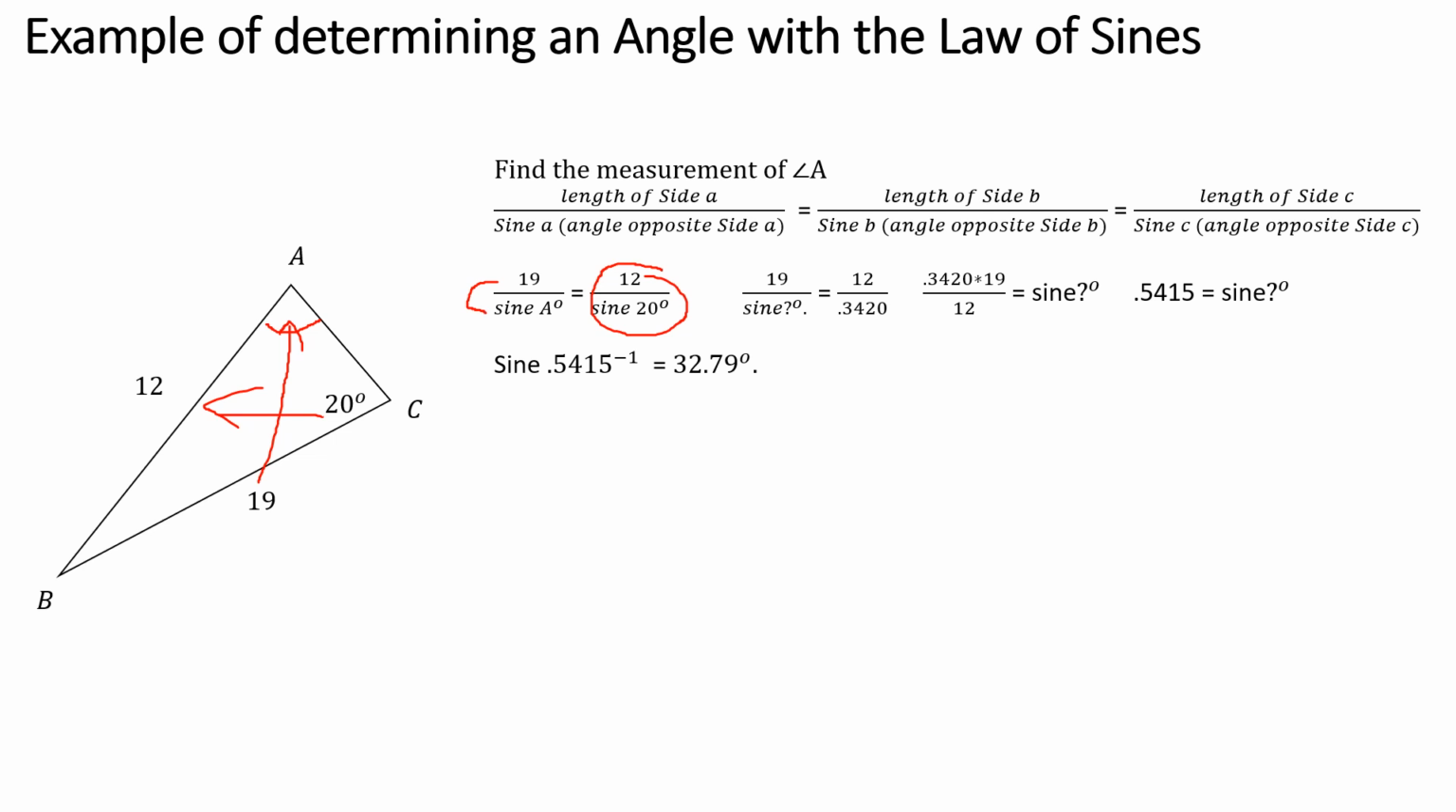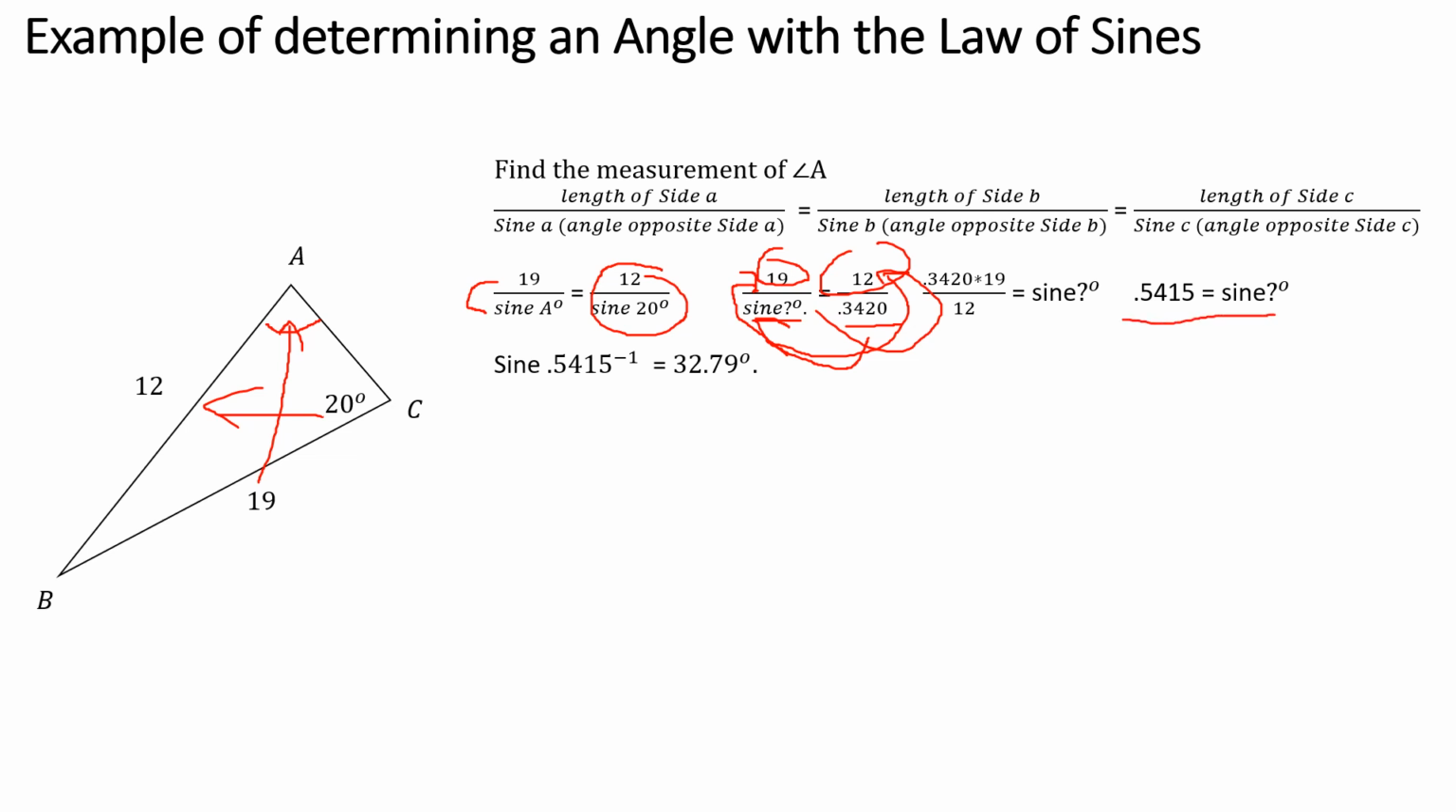And again, this is a proportion, sine A. Sine of 20 degrees is 0.3420. I don't know the sine on the other side, that's what we're looking for. I know the lengths are 19 and 12. I'm going to rearrange this: multiply 0.3420 times 19, divide it by 12. So I end up getting 0.3420 times 19 over 12. This is just rearranging the proportion. And that ends up being 0.5415 as the sine.